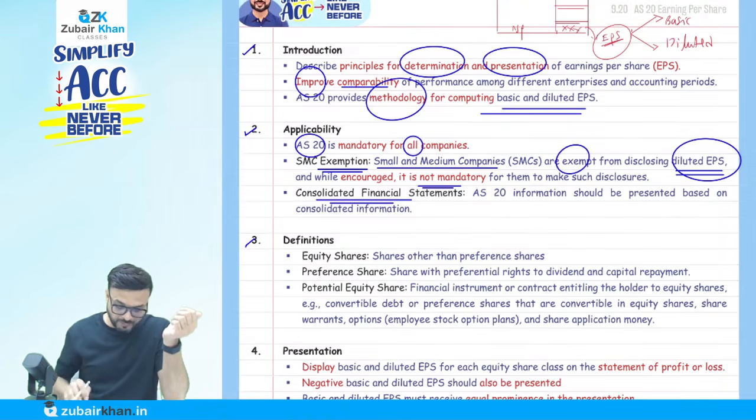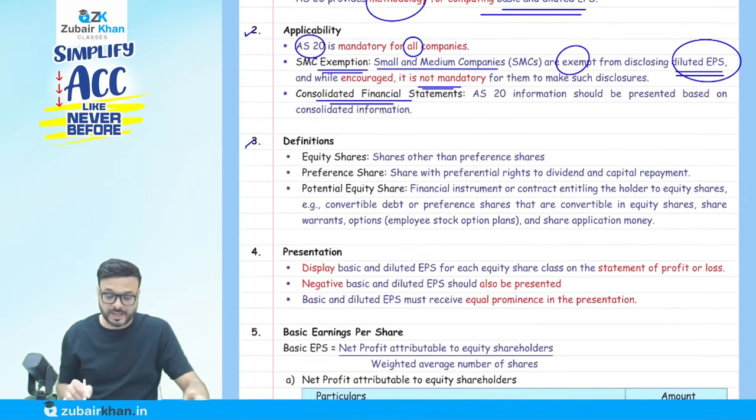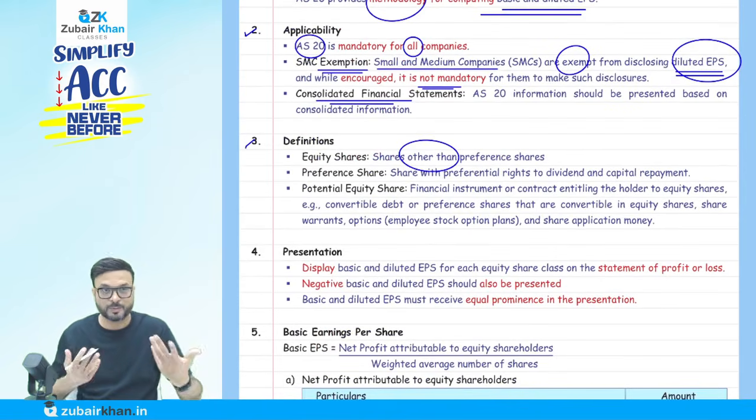Okay. Now definitions, very simple. What are equity shares? Any shares other than the preference shares. So what do we mean by preference shares?